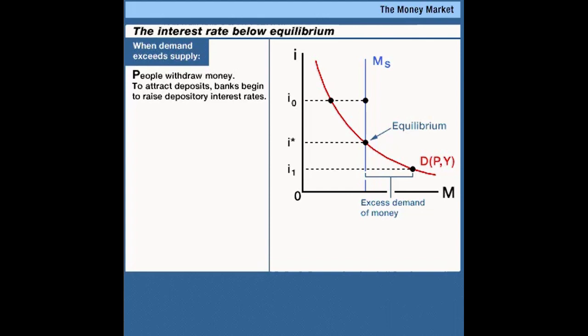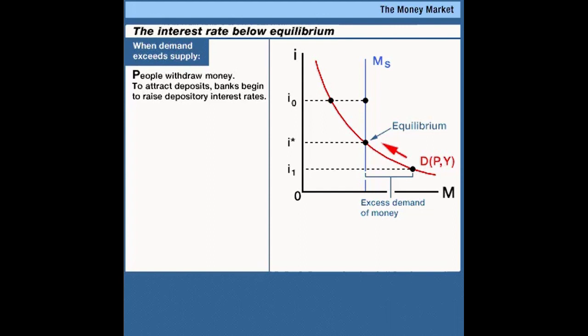And as they do so, people decide, oh, banks look attractive again, and they come back to put their cash in. See, the point here is that as banks bid up the interest rate, people decide that they would like to economize on their cash holdings to take advantage of these rising rates. And the quantity of money demanded declines until the equilibrium is reestablished at I star.